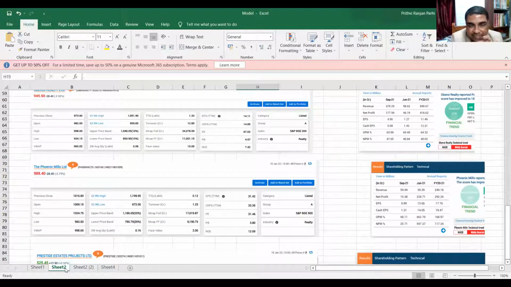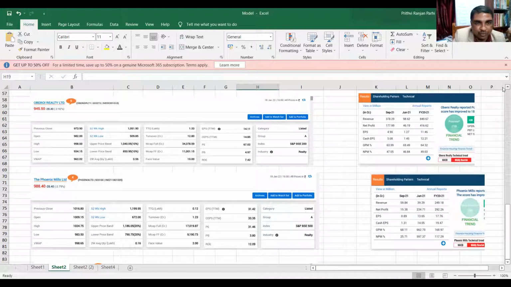Then P/E, PB, ROE, please remember. P/E 13.46, PB 3.82, then ROE 12.09. Sorry, that's the wrong company. That's a different company. We are now referring to which company? Oberoi. Yes, please, friends, check these things.